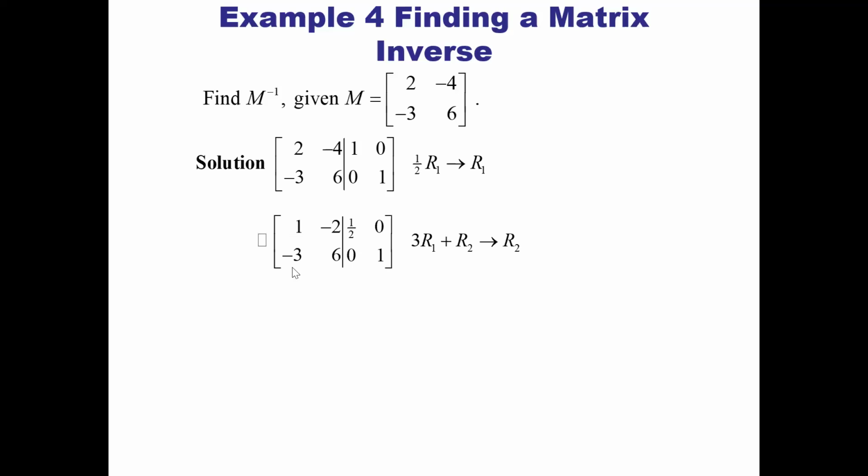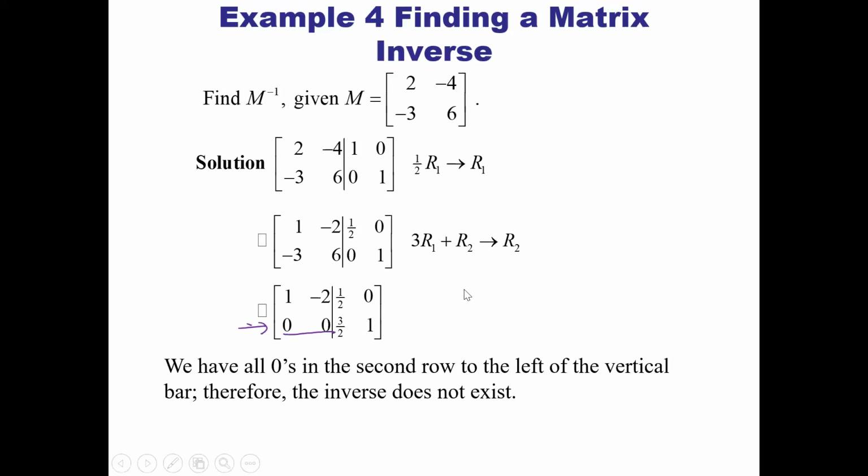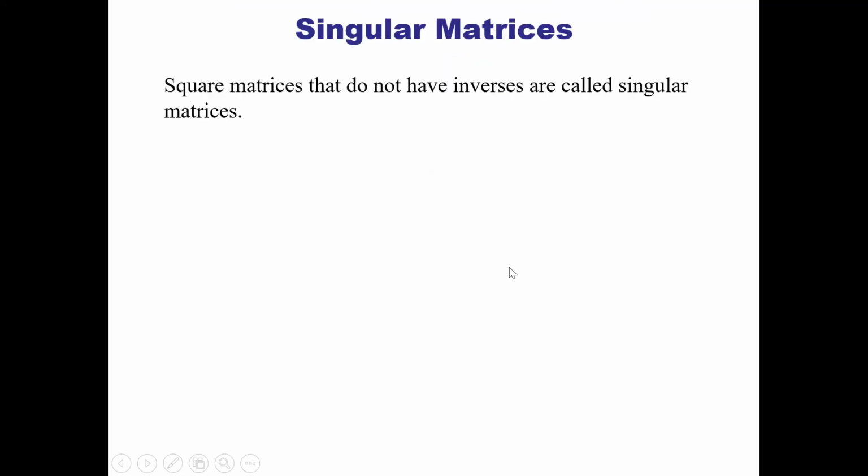Now we take 3 times this plus that, and then that's going to give us that. And guess what? Here, this is where we have the zeros over here and something over here. So this means there's not going to be an inverse, it's going to be a singular matrix. Okay, and so then we basically are done, and we can't find the inverse on this matrix.